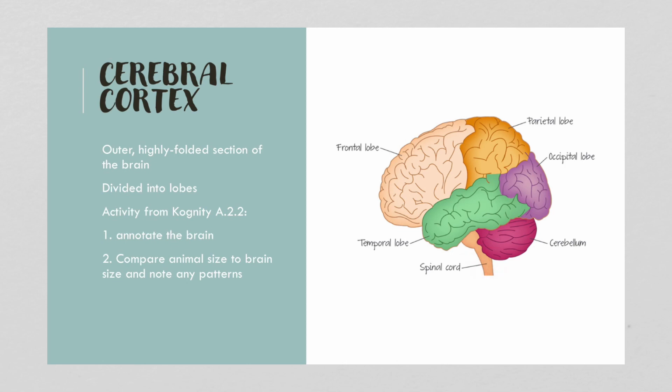One activity that you need to do from your cognitive textbook is to do section A.2.2. You need to annotate the brain for each of the functions, and then compare the animal size to brain size and note any patterns.